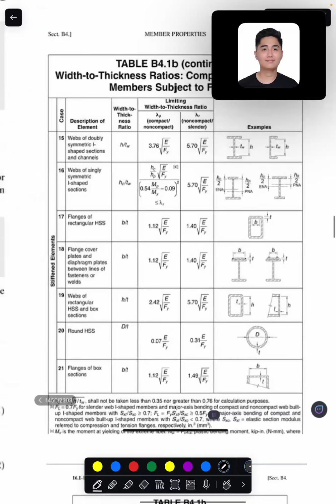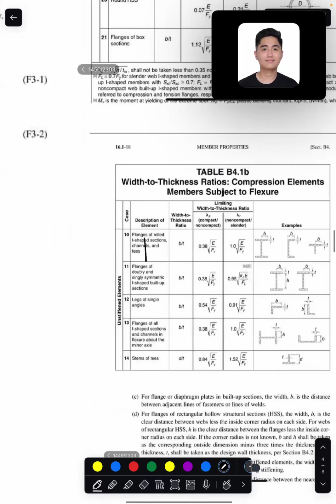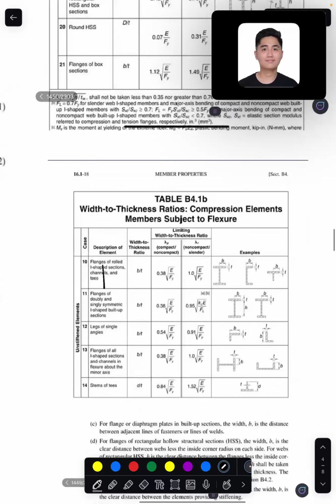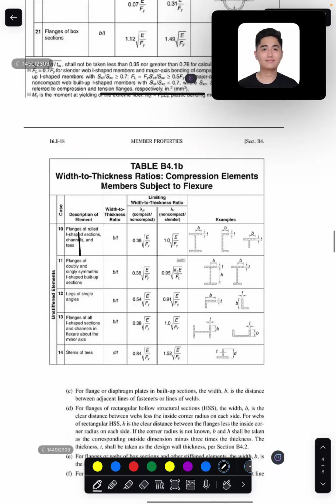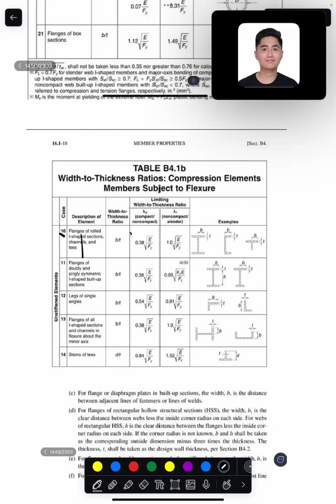So, ito yung particularly nating titignan. Pero, wait. Supposedly, case 15 na kasi to. Case 10 yung una nating titignan. So, merong difference yung built up dun sa hot rolled. So, yung hot rolled ay falls under case 10. So, sa case 10, for compact or non-compact, dalawa yung titingnan natin.